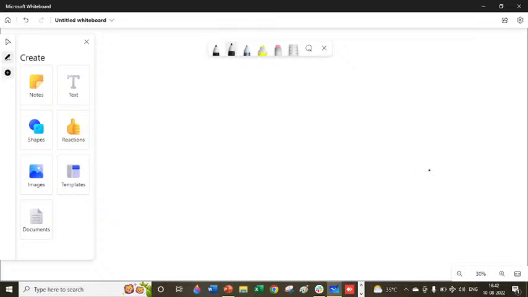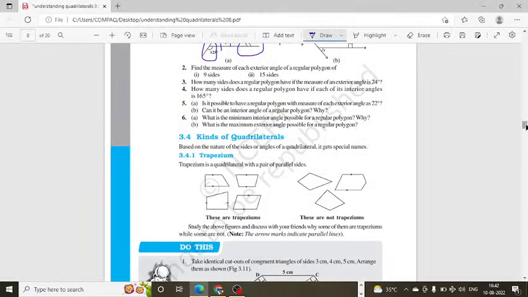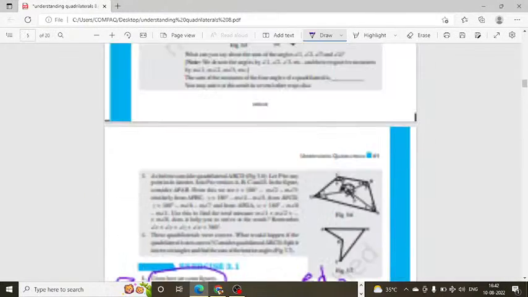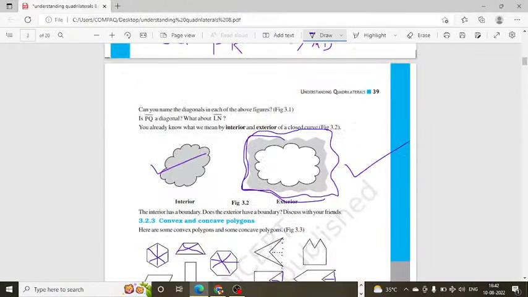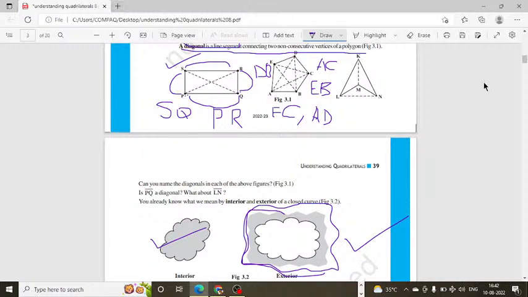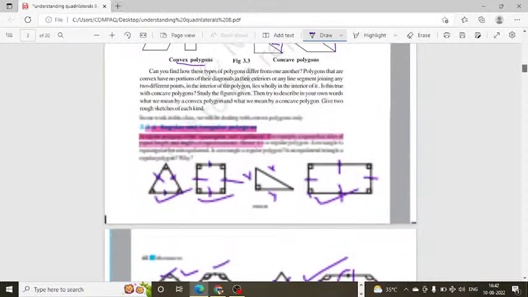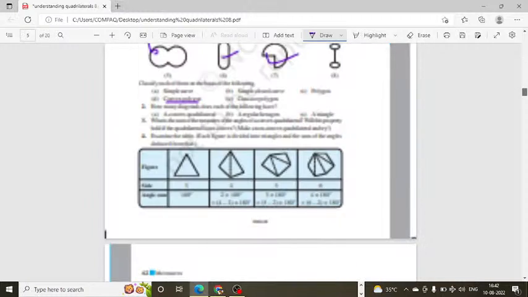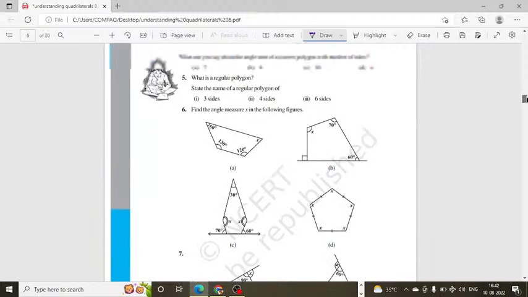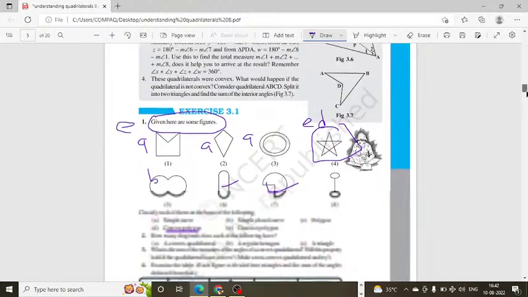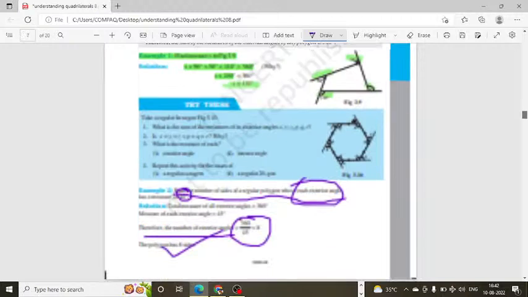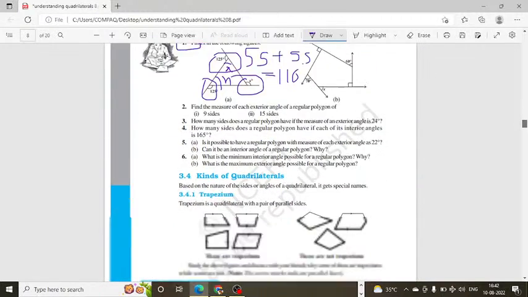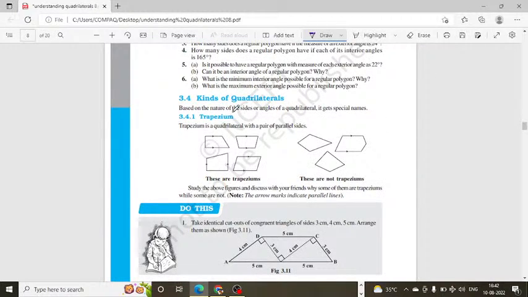So I hope you liked the session. So this was all from my side, and now I'm going to end the session. We have just completed till here. Let me just show you, and from the next session I'm going to take kinds of quadrilaterals.